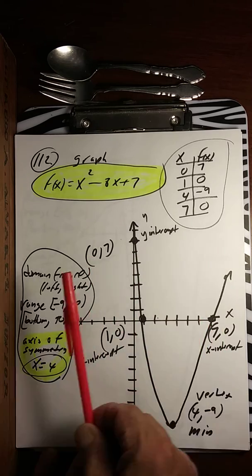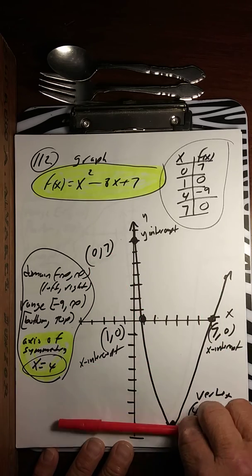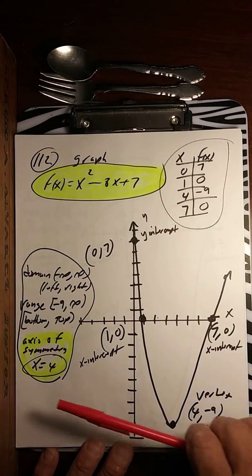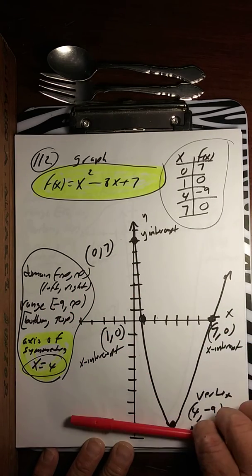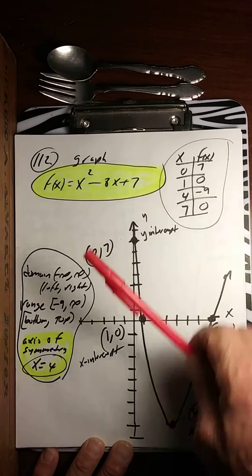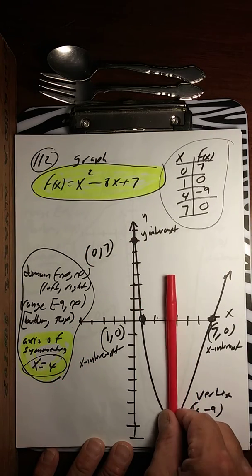So now domain is negative infinity to infinity. Range starts where? From right there, goes up. So the range goes from negative 9 to where? Positive infinity. Axis of symmetry is x equals 4 right there.